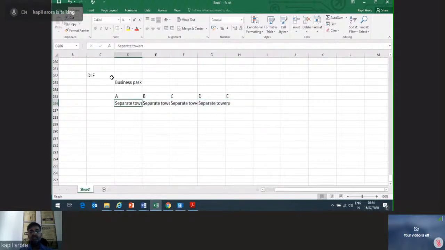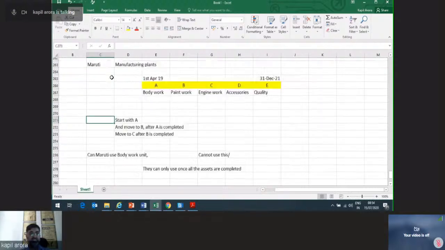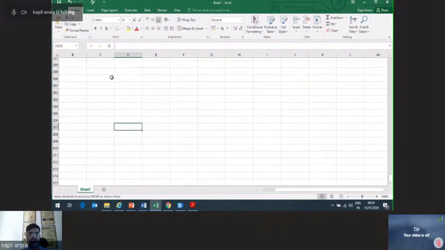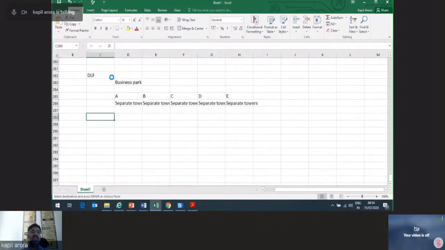Right? So these are the separate towers which they are going to give on rent. Now when these are separate towers, we can consider, right? So let's first look at how DLF has planned this. DLF will start construction with A, move to B after A is completed, move to C after B is completed, and so on.